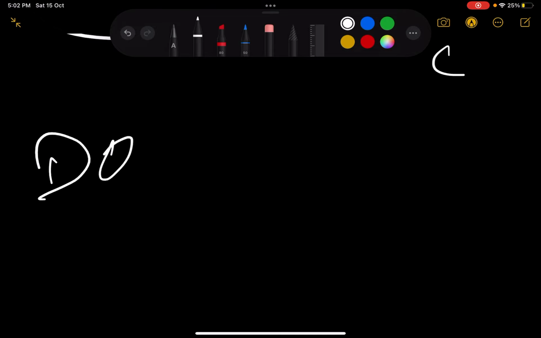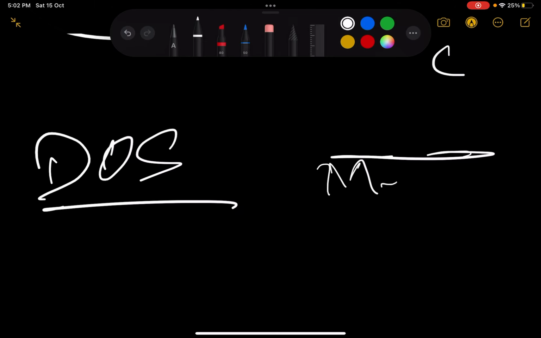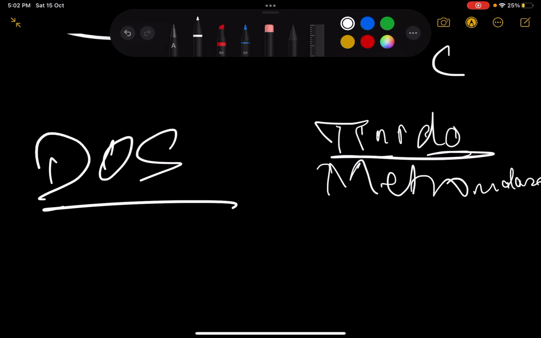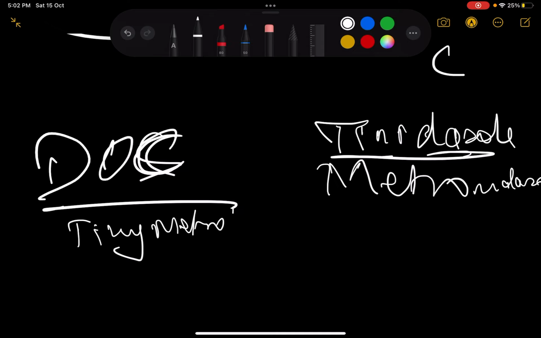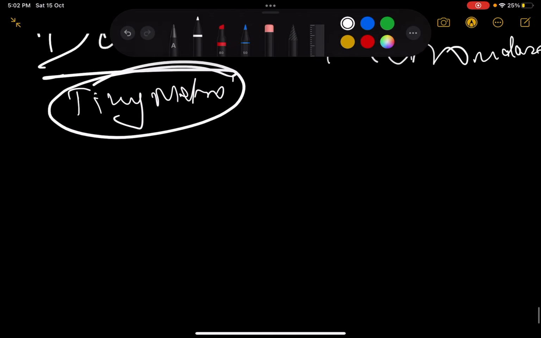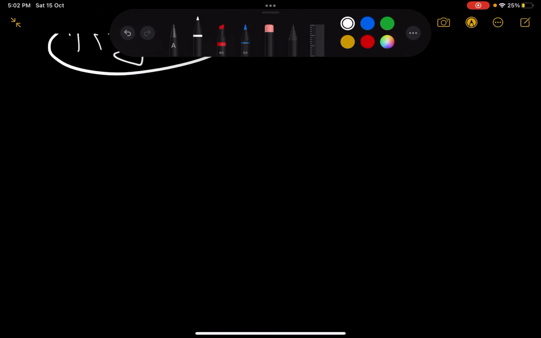So how do you want to treat it? Drug of choice, what do you do? Metro. By metro, I mean metronidazole. And also you do tiny metro, so tinidazole. I remember Giardia being a man who needs a tiny metro. Grand old man with a tiny metro. Simple. So this is about Giardia.